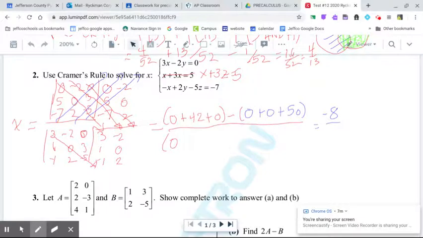Negative 2, 3, 1. I missed, sorry. Negative 2, 3, negative 1, which is positive 6. Don't lose negatives. That is one of the biggest sources of error. And 0, 1, 2 is 0.